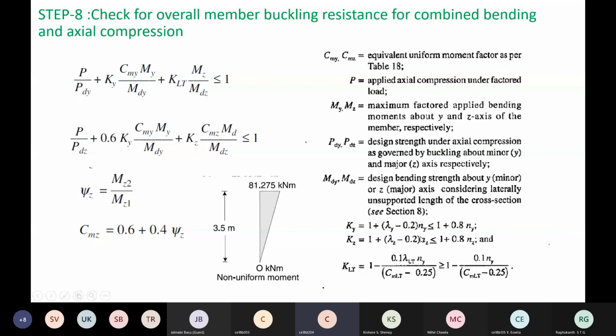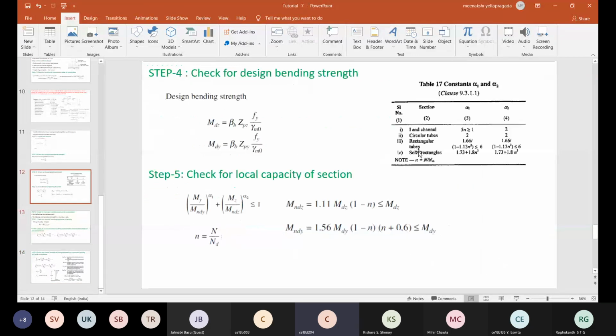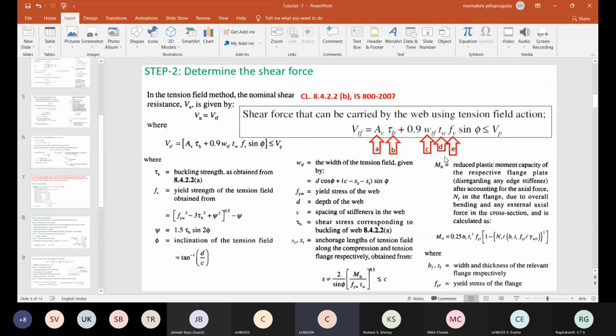All the factors, ky, kz, everything is clearly given. What are the relevant terms, all in the code book? You can directly see, substitute, and you can again substitute in these two conditions, and you can check. So there is nothing difficult in finding out these factors. They are straightforward. You can see it and you can find it out. So with this, our tutorial ends.